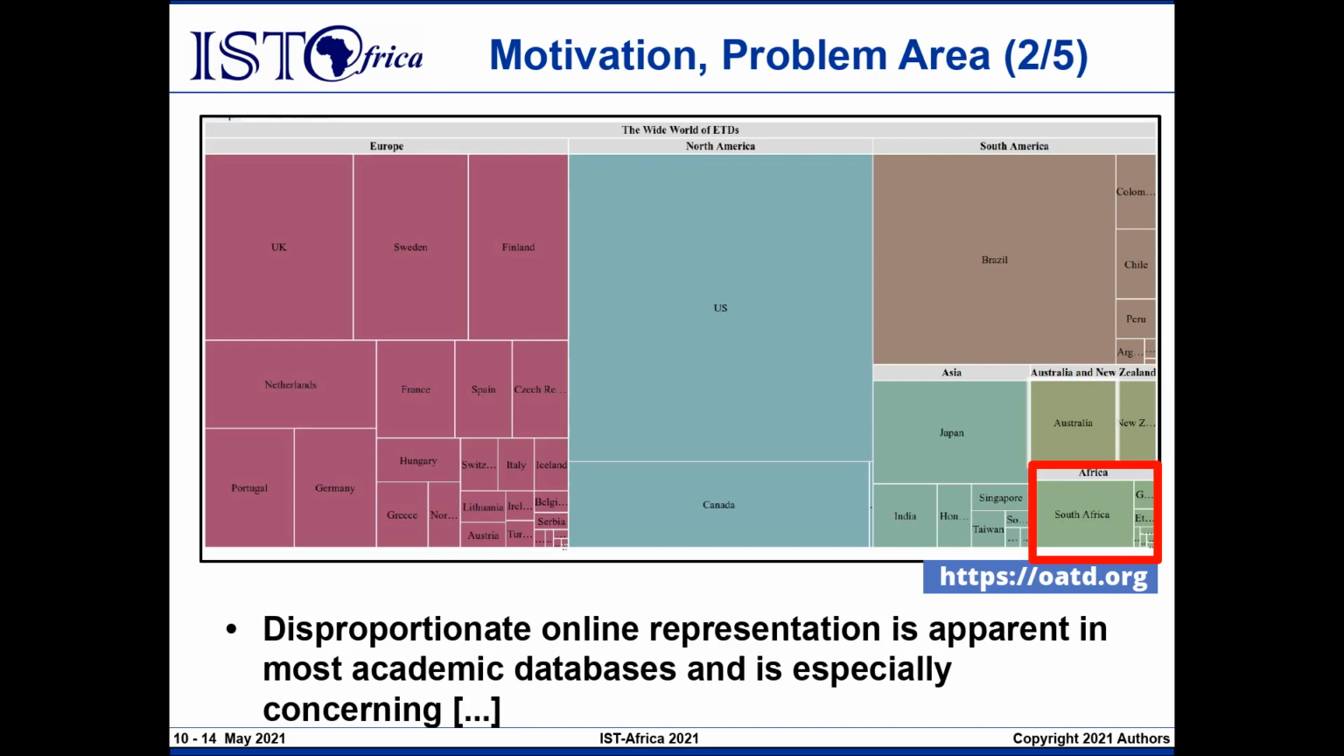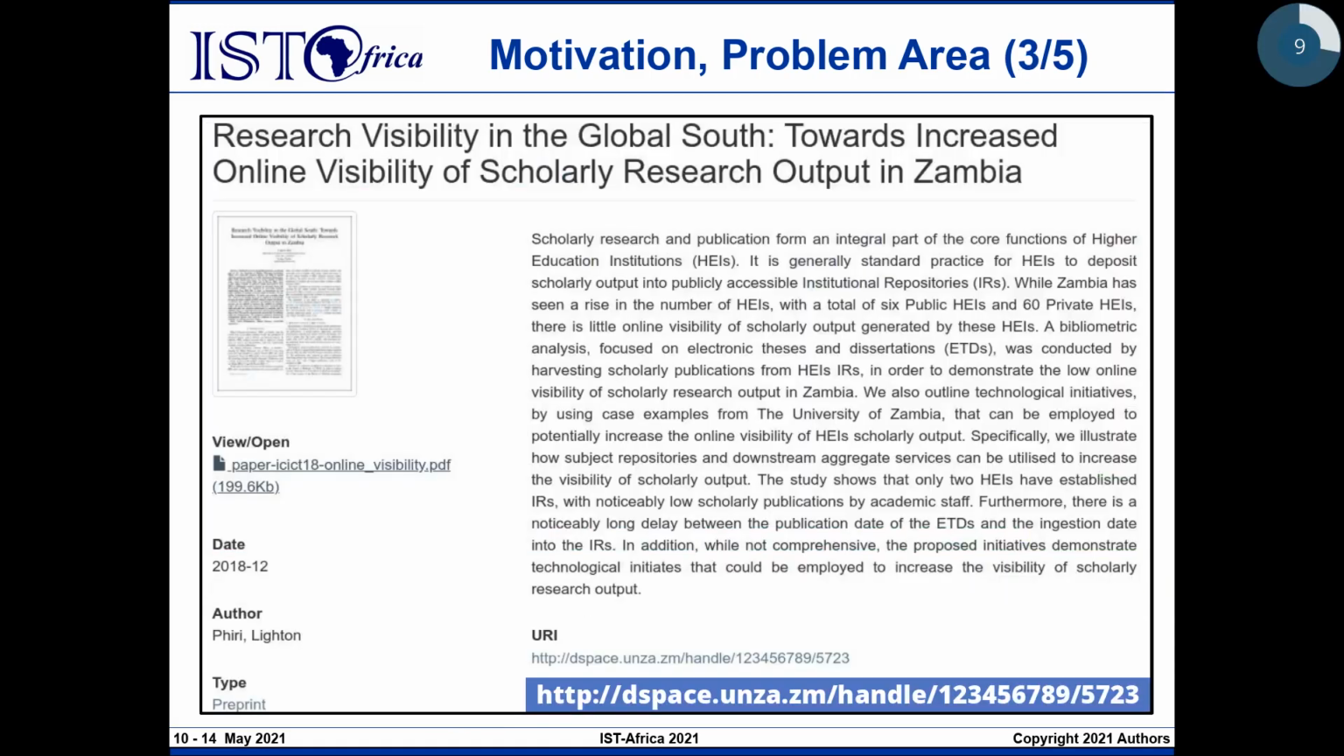And this, in fact, is the motivating factor behind why we conducted this study and a number of other studies that we are currently conducting and that we've conducted in the recent past. So our prior research has actually given us a sneak preview of how bad the situation is in the Republic of Zambia in particular. So we set out in one of our most recent works to try and understand just how bad the online visibility of research output is in Zambia.